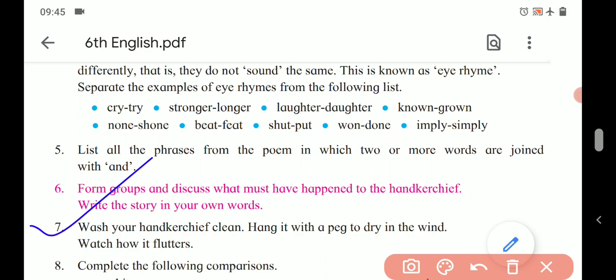Seventh one, wash your handkerchief clean. Hang it with a peg to dry in the wind. Watch how it flutters. So this is simply an activity, this is simply observation. First you have to wash the handkerchief, then you have to hang it on the clothesline with a peg, and you have to observe how it flutters, how it moves, and you have to think of whether it makes the movements just like the poetess mentioned the movements of the clothes in the poem.